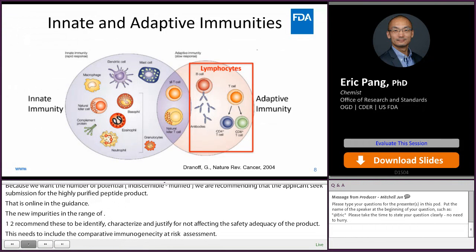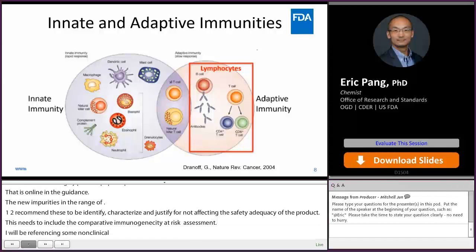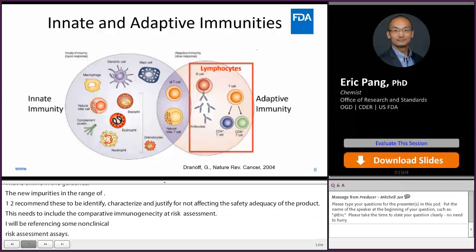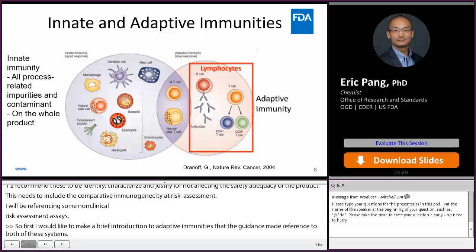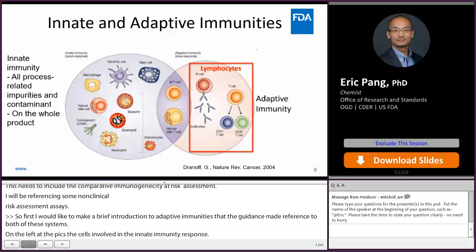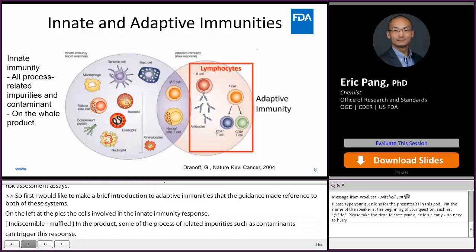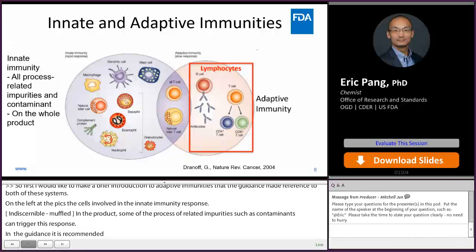So first, I would like to make a brief introduction to innate and adaptive immunity, as the guidance made reference to both of these immune systems. On the left are depicted the cells involved in the innate immune response. The innate immunity cells are typically the first responders to infections and fend off foreign invaders in our bodies. And in the drug product, some of the process-related impurities, such as contaminants and also some extractables and leachables, can trigger this response. In the guidance, the agency recommends that testing of the whole drug product for the innate immune response should be done. And this recommendation is independent of whether there are new impurities found in the proposed drug product.